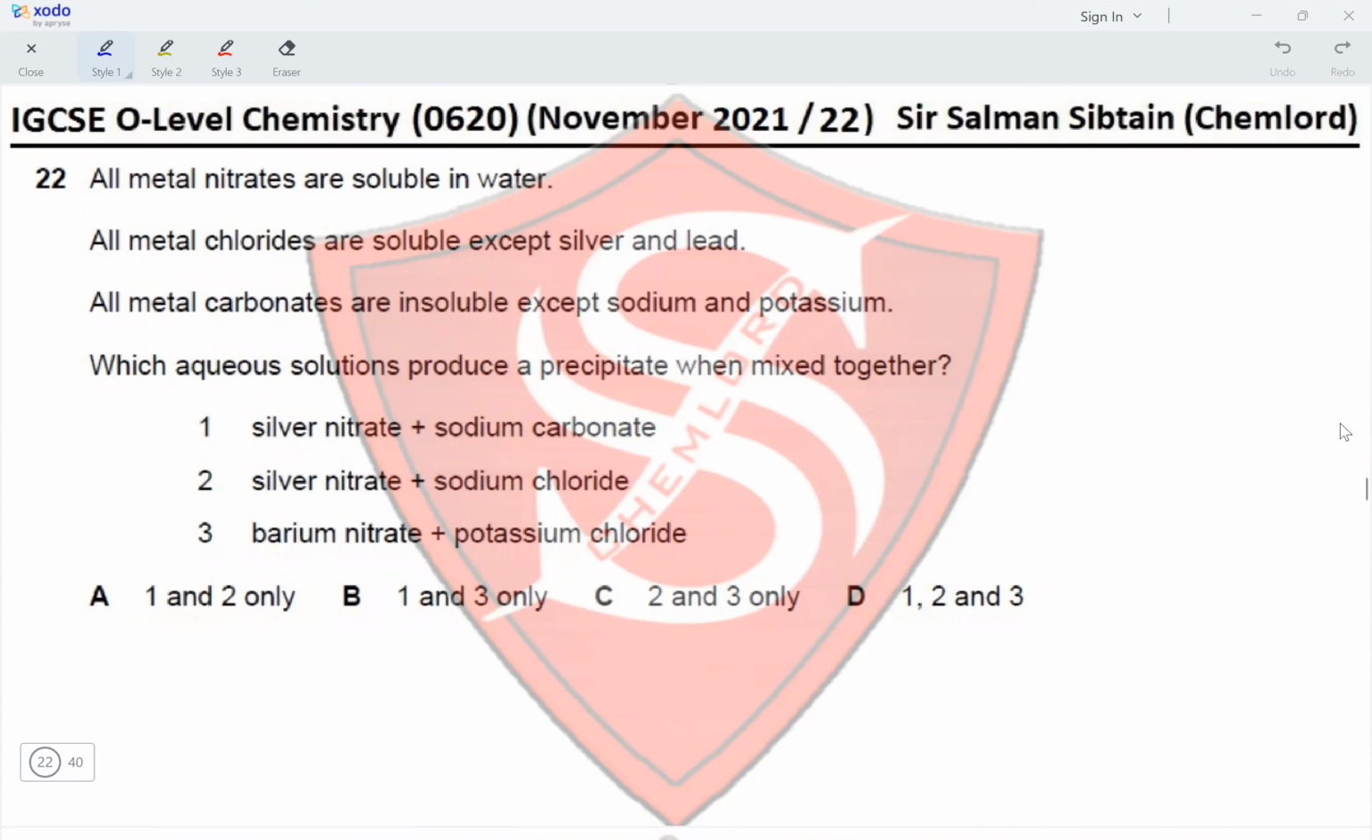So silver nitrate, which is soluble, reacts with sodium carbonate, which is also soluble, to produce silver carbonate, Ag2CO3. And since only sodium and potassium carbonates are soluble, silver carbonate will be an insoluble white precipitate. Next, silver nitrate, which is soluble, reacting with sodium chloride, which is soluble, produces silver chloride, which is an insoluble chloride. So a white precipitate will form.